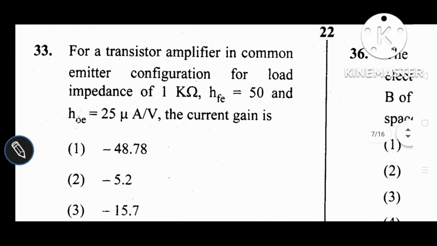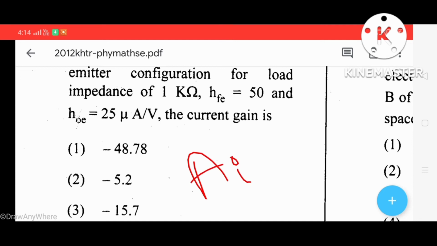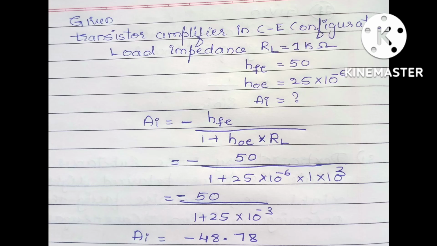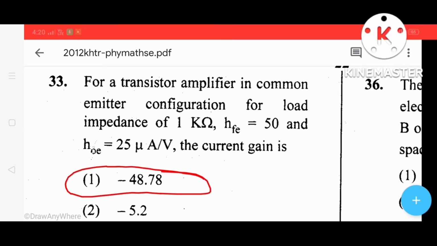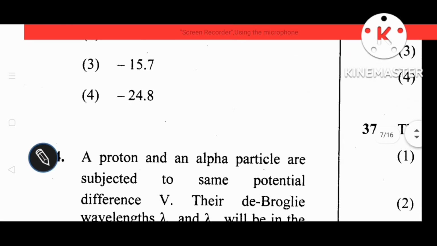Number 33. For a transistor amplifier in common emitter configuration for load impedance of 1 kilo ohm, HFE is equal to 50 and HOE is equal to 25 microampere per volt. Then we have to calculate the current gain value, AI. To calculate AI value, we use the formula AI is equal to minus HFE divided by 1 plus HOE into RL, and we get the value of AI with a negative sign, that is 48.78. So the correct answer for this one is 48.78.